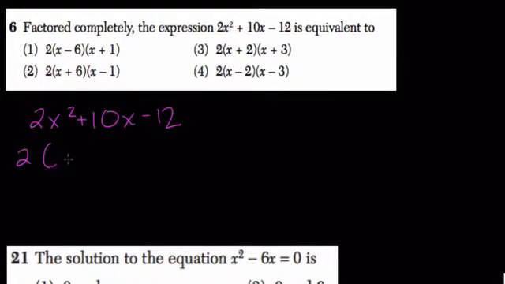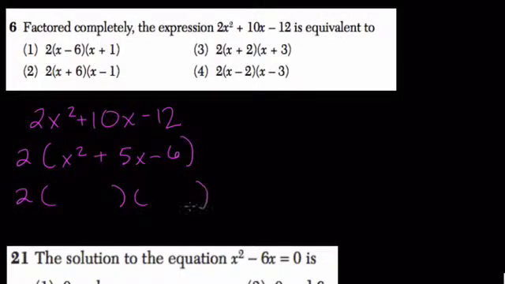So here they want us to factor this quadratic. We have 2x squared plus 10x minus 12. Since 2x, 10x, and 12 all have 2 in common, factor it out. It's a good first step. So you have x squared plus 5x minus 6. Now to finish this, leave the 2 on the outside. Factor two sets of parentheses, x and x.